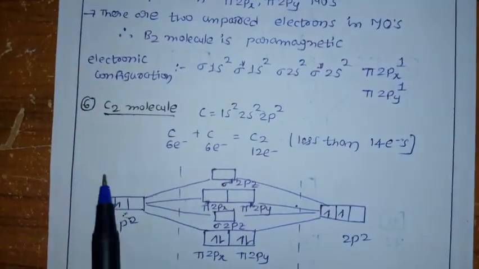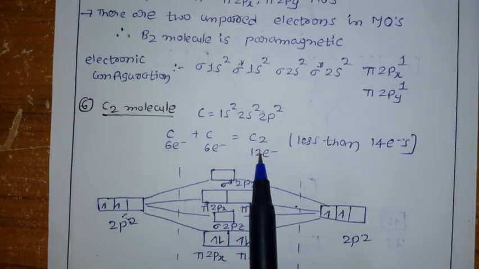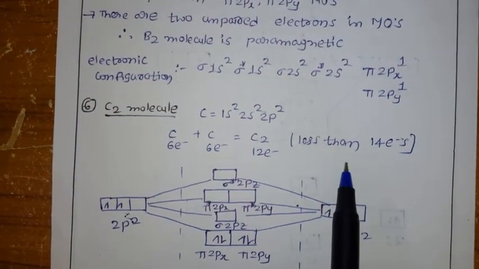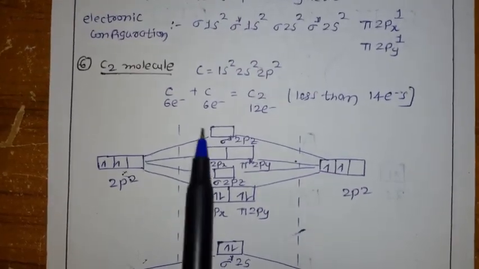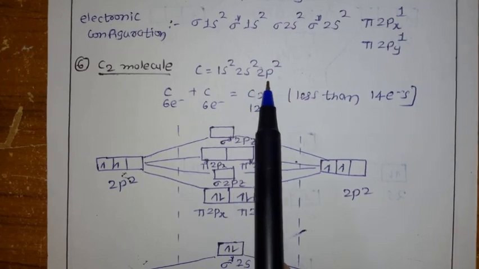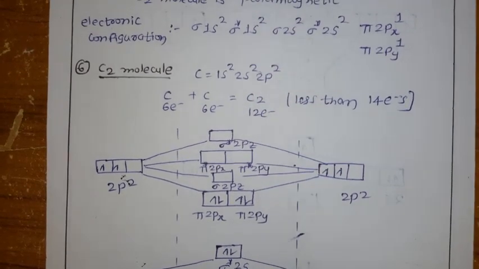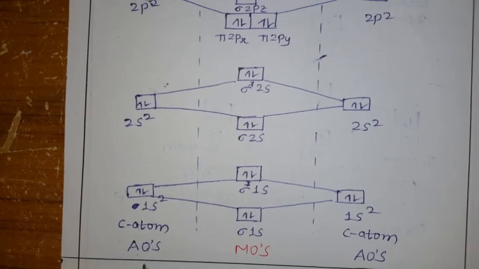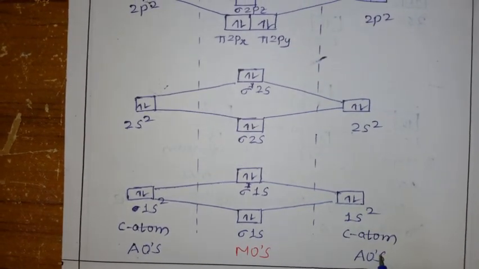Like that, we have the C2 molecule also. C2 means total, how many? 12 electrons. This is also a case of less than 14 electrons. Okay, let us discuss this one. So for the C2 molecule, the carbon electronic configuration is what? 1s2, 2s2, 2p2. Okay. So now one carbon atom's atomic orbitals, another carbon atom's atomic orbitals.